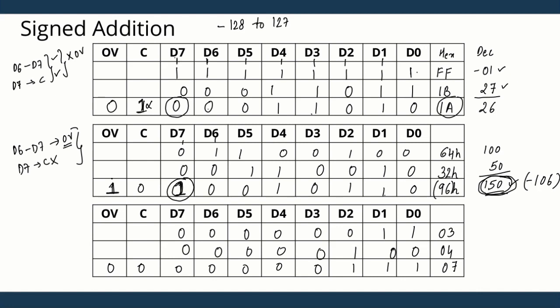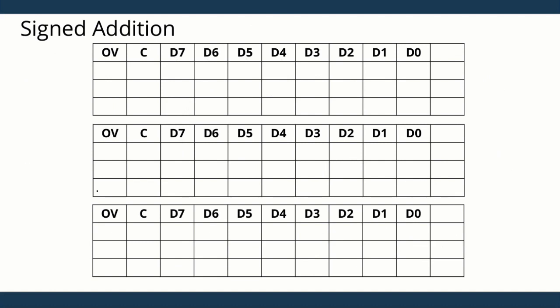Let us look at the negative numbers. Does it work in the case of two numbers which exceed the negative limit? So let us look at two numbers, that is E2, that is nothing but minus 30, and let us look at CE, that is nothing but minus 50.